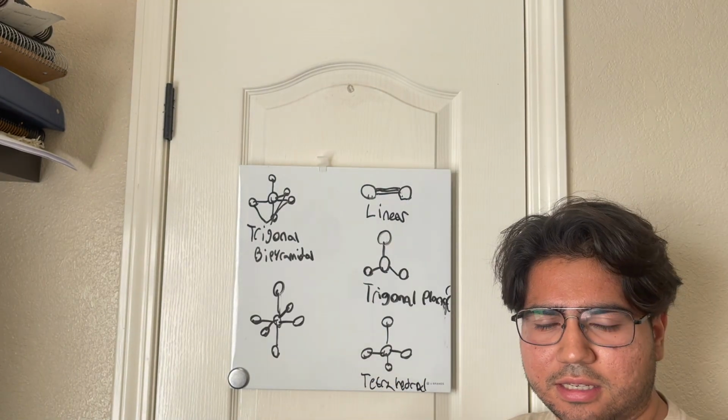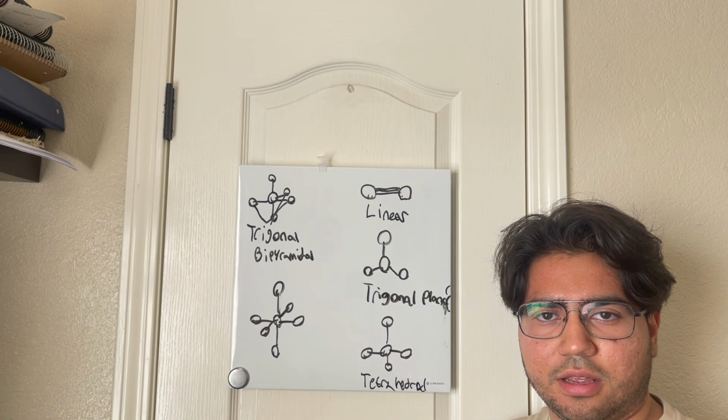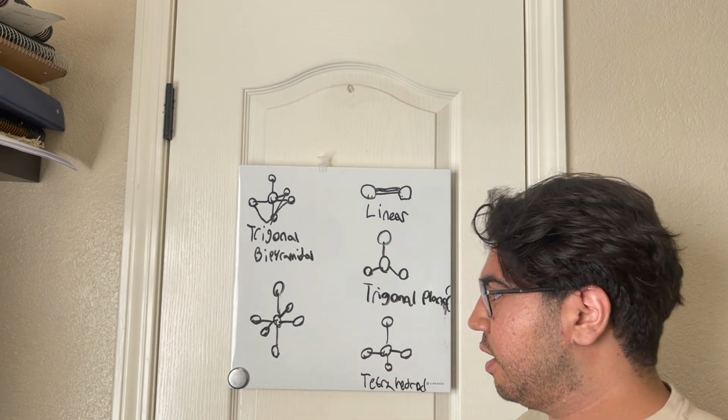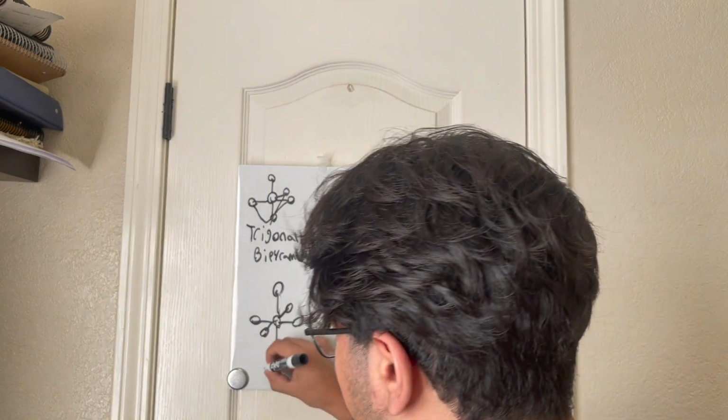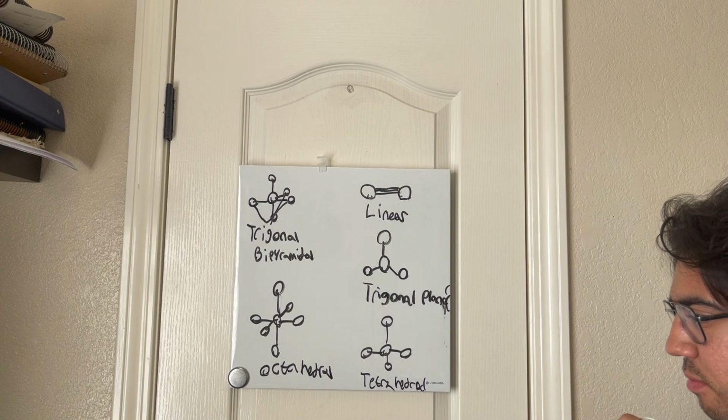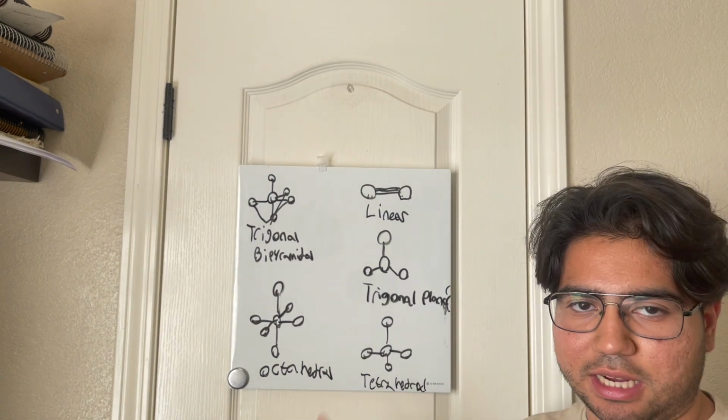And then the last one that we're going to cover, at least in Chem 2, is octahedral. It has 6 atoms around the central atom, right? And this is called an octahedral. Yes, it's kind of like a step up from the tetrahedral.